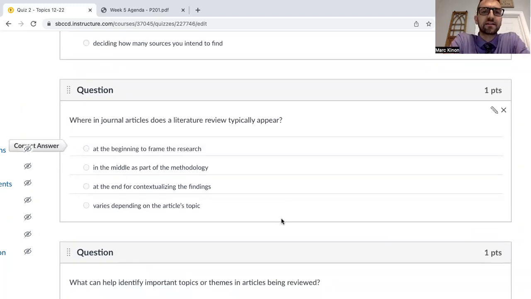Where in journal articles does a literature review typically appear? Okay, a literature review appears at the beginning to frame the research. But for our purposes, the first part of your introduction section is where you discuss your main topic of interest. And how do you know what your main topic of interest is? It's the variable that's in every single one of your hypotheses. That's your main topic of interest. So in the first part of your introduction, you're going to discuss your main topic of interest, and then you're going to state the purpose of your study.